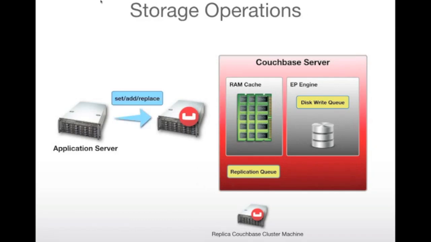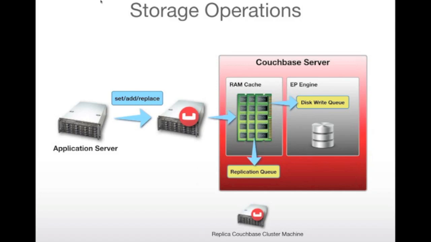When you do storage operations, in this case we have set, add, and replace, what they do is they first go into the RAM cache, then they get put into a disk write queue and a replication queue. So we decouple the slowest component of any server, which is the disk, from our data serving. We have a RAM cache in front, which is very similar to what we were doing with memcached in the early 2000s in front of relational databases. Basically, you don't want to go to disk all the time because disk is slow. So what we've done is we've decoupled our disk writing from our RAM cache.